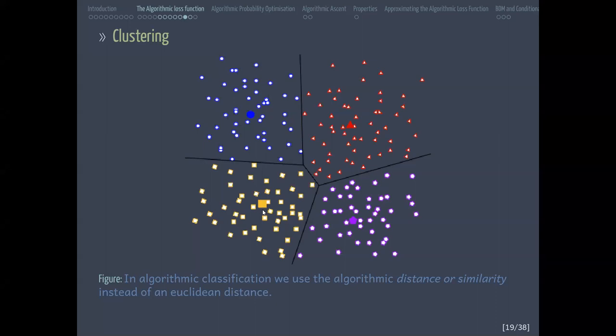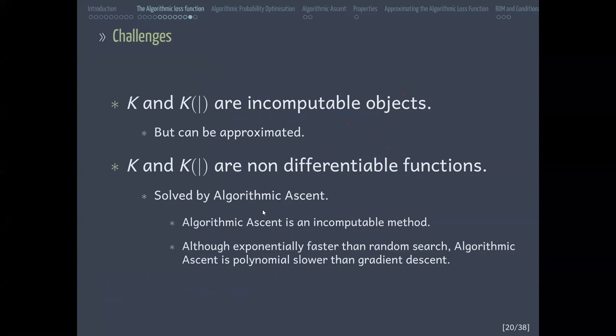However, instead of using the Euclidean distance that is commonly used for this kind of classification task, we are going to use the algorithmic distance defined by the conditional algorithmic complexity. So in order to apply this concept to machine learning, we have some challenges. The first challenge is, of course, that the algorithmic complexity and the conditional algorithmic complexity are not computable. They are incomputable functions. And also they are not differentiable, so we cannot apply methods such as gradient descent in order to minimize the algorithmic loss function.